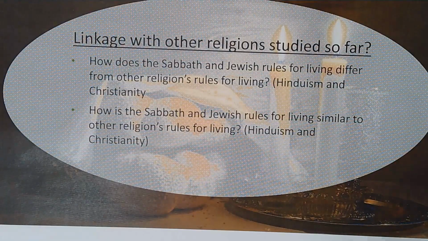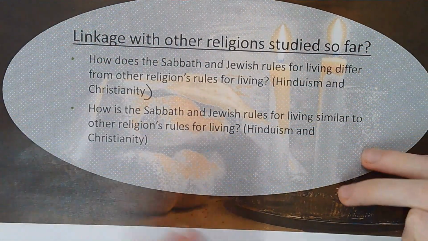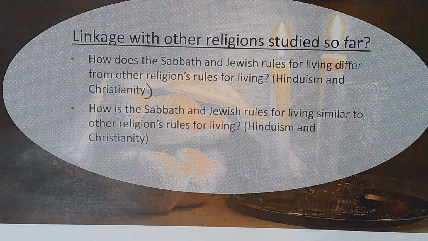So we've done Hinduism and Christianity in the past, the rules for living. We've now done the Sabbath and the Jewish rules for living. What is the same and what is different between Judaism, Hinduism and Christianity rules for living? Now you do not need to write anything down, but what would be really lovely is if you could record yourself discussing some of these themes and discussing similarities and differences between other religions we've studied.